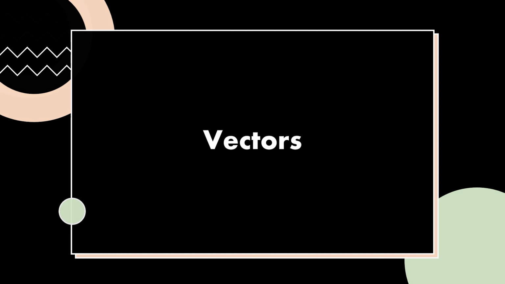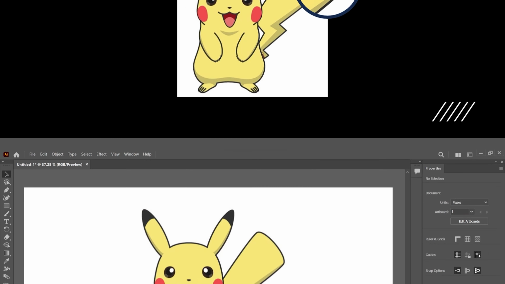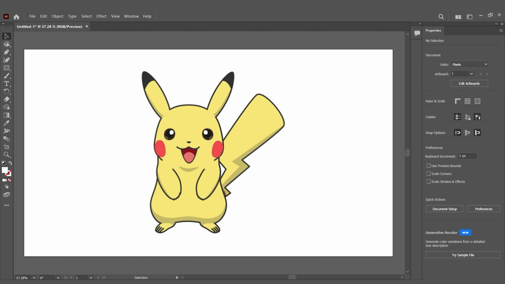Vectors are resolution-independent drawings, so we can scale them, and they will still get smoothly printed, unlike bitmaps. Photoshop is a bitmap-oriented application. When an illustration is imported from Adobe Illustrator, it comes in the vector format.